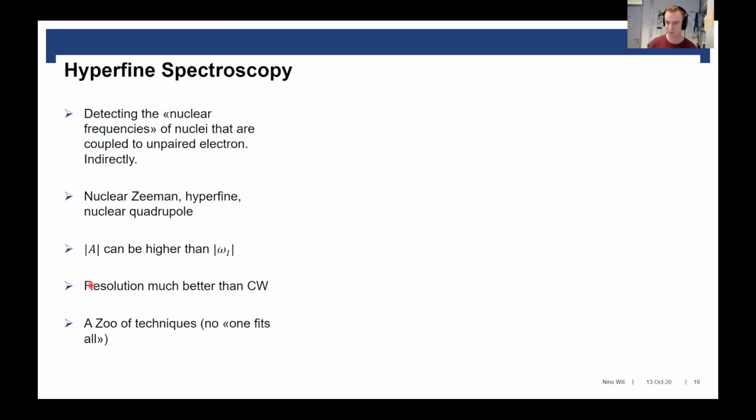The problem is that it's an absolute zoo of techniques. I think even if you do EPR, you think it's a zoo. There's no one-fits-all solution because it always depends on the system you have. What are the relative magnitudes of interactions? How fast does it relax? How much do you have? Like, what's the concentration? So unfortunately, it's a little bit complicated there. But I'll give you an overview here.